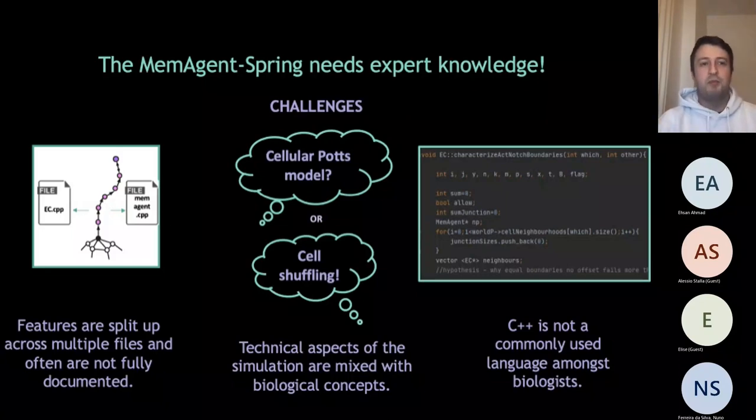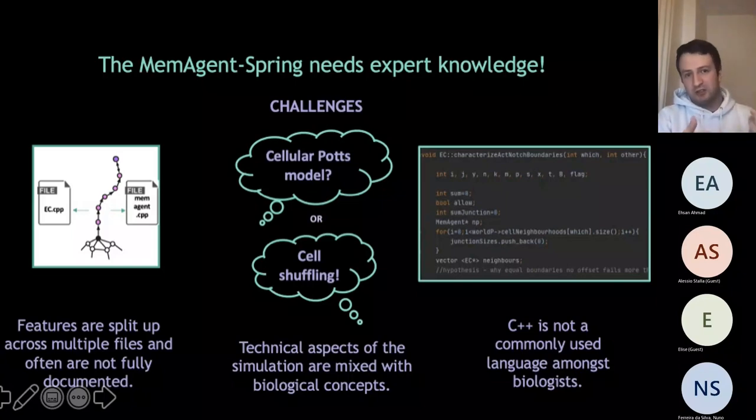So some of the problems that began to arise because of this are the fact that a lot of the code which controls different features of the simulation are split up and often not fully documented. So, for example, the code which controls filopodia behavior is split between cell files and individual membrane agent files, which makes it quite hard to work out what's going on. In the model, we talk a lot about technical things which we need to actually run it, and we mix those interchangeably with biological ideas.